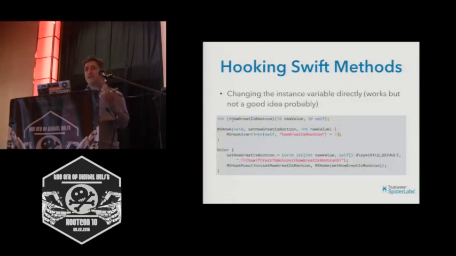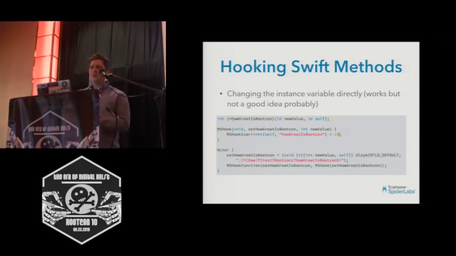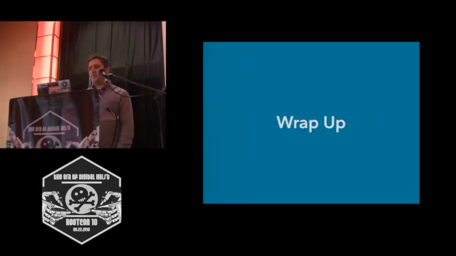And then you can change the instance variable directly. And again, that's the hook for that. It's very similar to the setter method, except you use the MSHookIvar function. It works, but it's not really advised. When you're writing hooks, generally you don't really want to change instance variables, because it can introduce weird behavior. It can really mess with the working app. So if you want to keep the app working, you probably don't want to do that. But it works. Anyway, so yeah, cool.